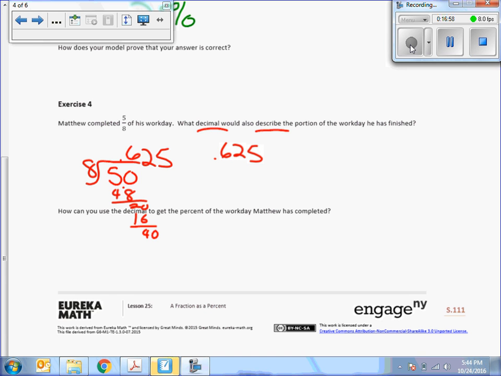Decimal, 0.625. How can you use the decimal to get the percent of the workday Matthew has completed? Well, going from decimal to percent, we're going to go to the right 2 decimal places. So that would be 62.5%.